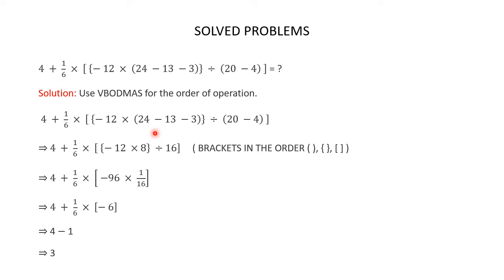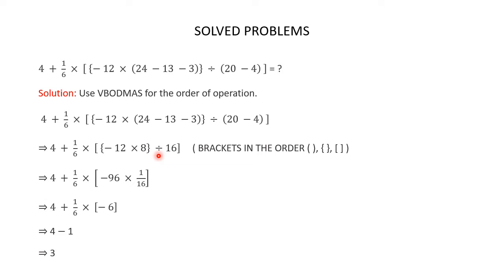So first, let's solve whatever is given within the round brackets. 24 minus 13 is 11. 11 minus 3 is 8. 20 minus 4 is 16. So within the curly brackets, now you have minus 12 multiplied by 8, which is minus 96.